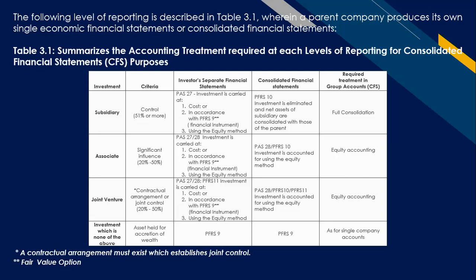Now, if the investment is none of the three above, then the asset is held for accretion of wealth. We use PFRS 9 and as for a single company accounts. Now, here we have an asterisk. With one asterisk: a contractual arrangement must exist which establishes joint control. Now with two asterisks, fair value option.